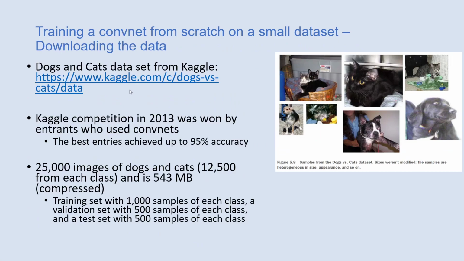Okay, so for the example that Francois Chollet is using, which is referenced in the videos, he's using this cats and dogs data set from a Kaggle competition. Kaggle is a website that has deep learning competitions, which the author highly recommends. And he says that this competition has been won by convnets, which have shown to be very effective, and there are some details about the data from there.